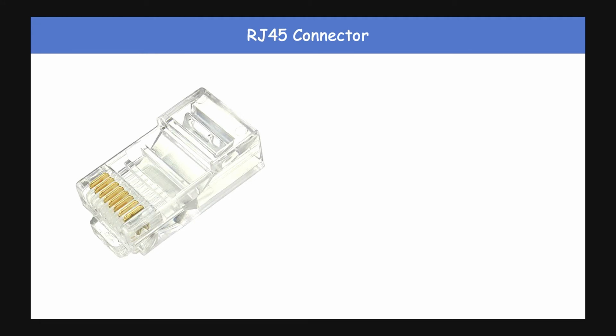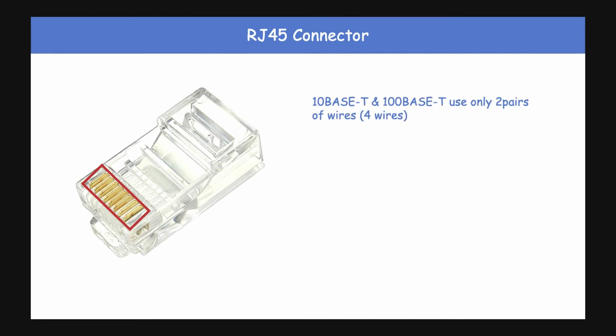An RJ45 connector has 8 pins into which 8 wires can be inserted. But not all of the pins are used for all the Ethernet standards. For example, 10BASE-T and 100BASE-T, also known as Ethernet and Fast Ethernet, use only 2 pairs, that is 4 cables or 4 pins. And 1000BASE-T and 10GBASE-T, also known as Gigabit Ethernet and 10 Gigabit Ethernet, use all 4 pairs of cables.